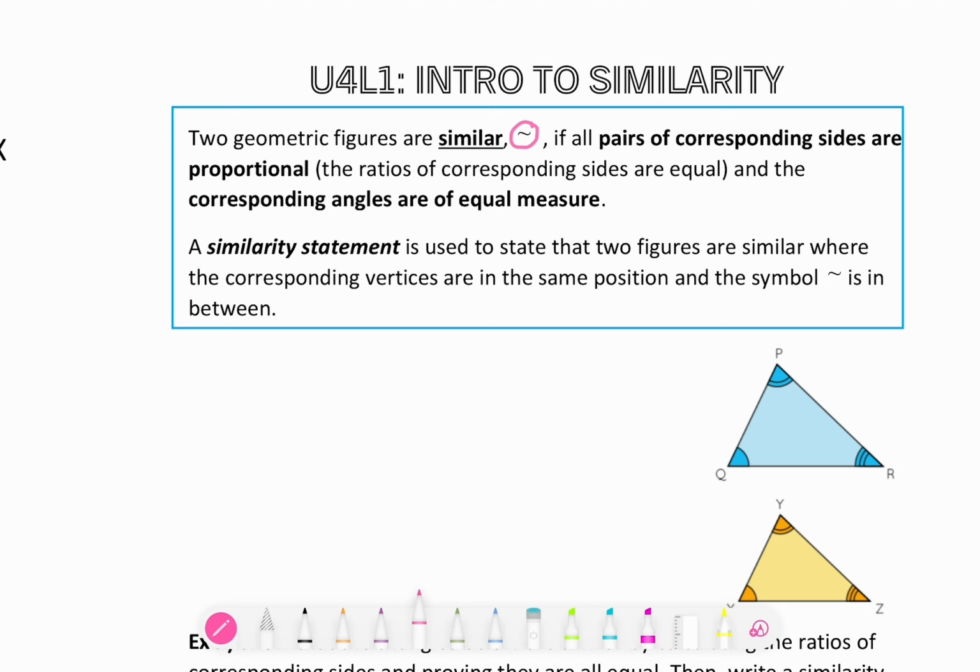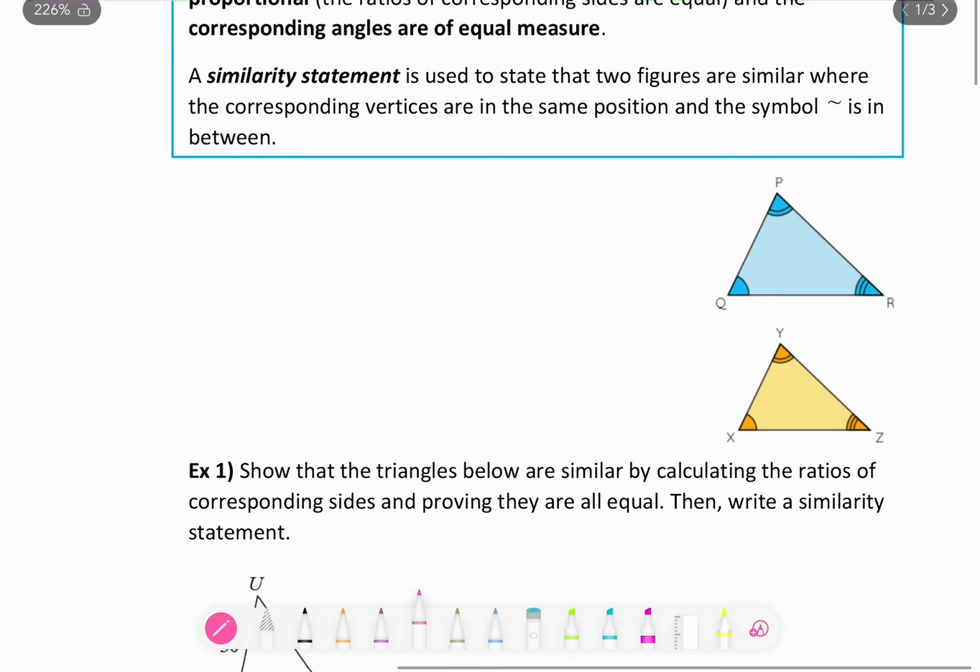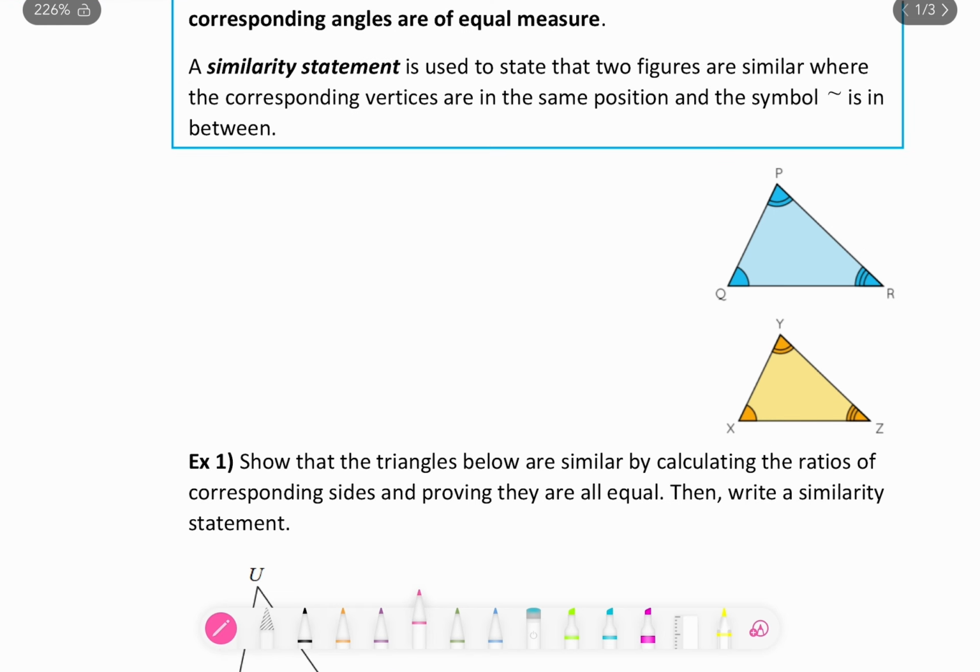Okay, a similarity statement is a way that we can state that two figures are in fact similar, and that means that the corresponding vertices are in the same position, and then that similarity symbol is going to be in between your two figures or your two triangles, whatever the case is. So looking here at these two triangles, QPR and XYZ, these are similar.